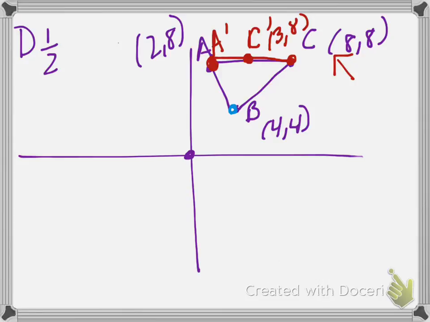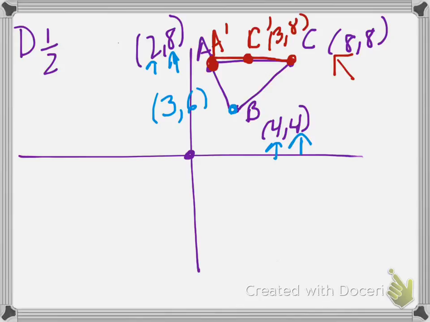So to go from A to B, originally it was going from A up here at 8, and B is at 4. So the midpoint between 8 and 4 is going to be 6. So I know my Y is going to be 6. And then I'm going to look at my X's, and I have a 2 and a 4, and the middle of 2 and 4 is 3. So really, this is just the midpoint formula.